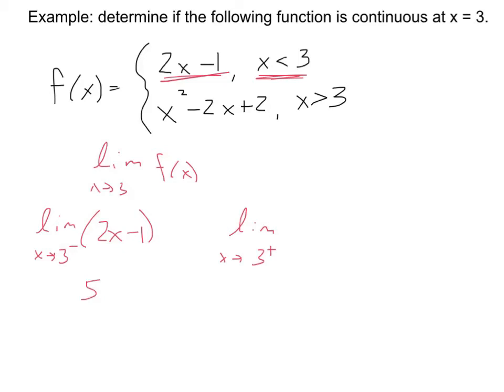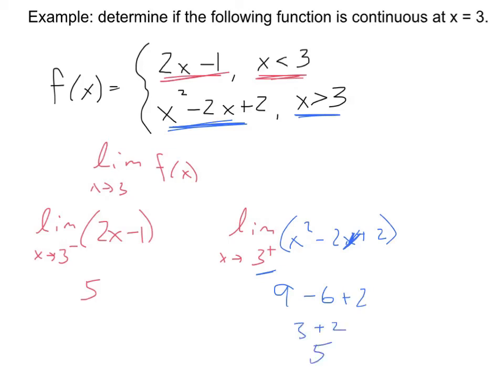Okay. On the other hand, when I'm doing the limit as x approaches 3 from the right, it means I'm using values that are larger than 3, so I'll be using this portion of the piecewise function. So x squared minus 2x plus 2. So as I do with all of my limits, I attempt to evaluate for the value of x. That's this 3. Sorry about that x over there. This gives me 9 minus 6 plus 2. This is going to give me 3 plus 2, which is 5.